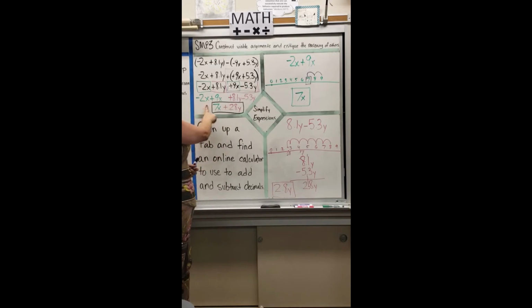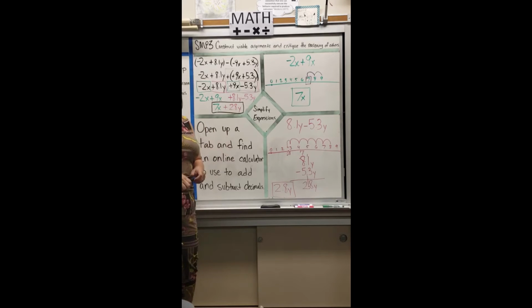I simplify it here. I go ahead and I put the squares. Remember step number 2, I drew the squares around my like terms. I got my x's over here. Negative 2x plus 9x equals 7x. Over here, plus 8.1y minus 5.3y equals plus 2.8y. Okay, so this I did right here.